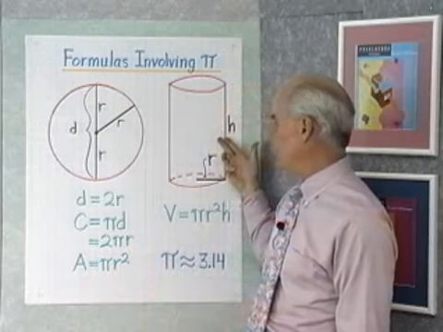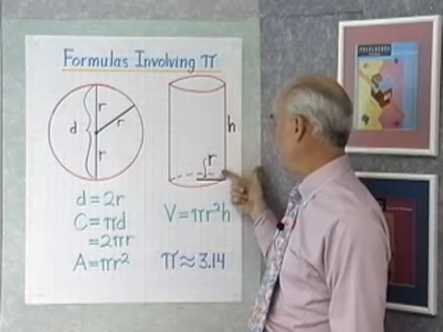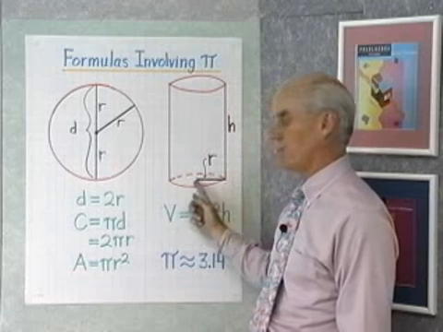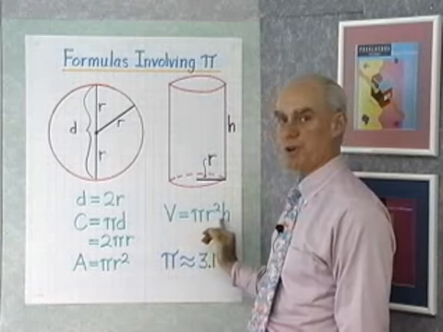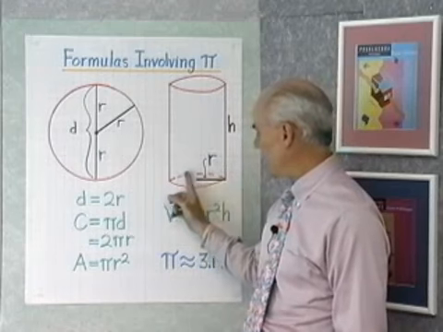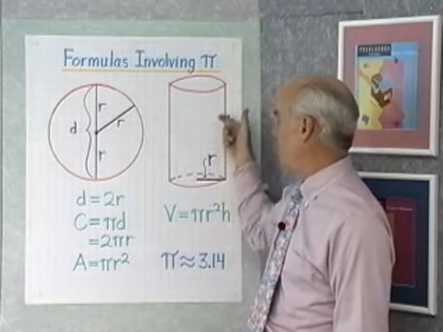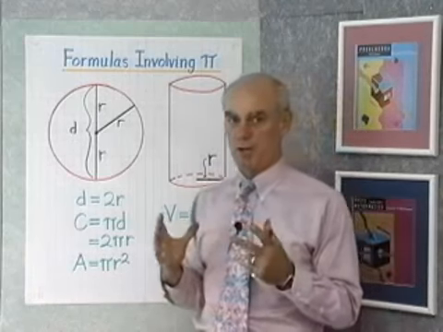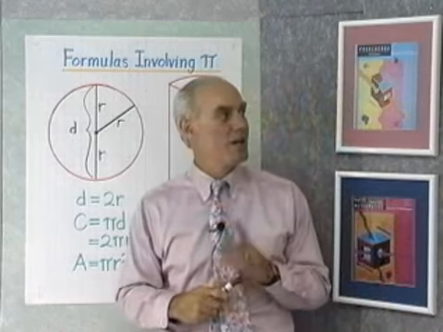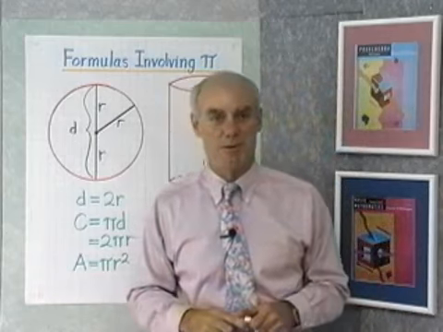This is a right circular cylinder right here. It has a height of h, and the base is a circle with a radius of r. The volume of this is pi times r squared times h. So it's like the area of the base moved through h units of height right here, and that gives us the volume of this, or the capacity that that cylinder holds. Let's go to the board now and work our first problem.